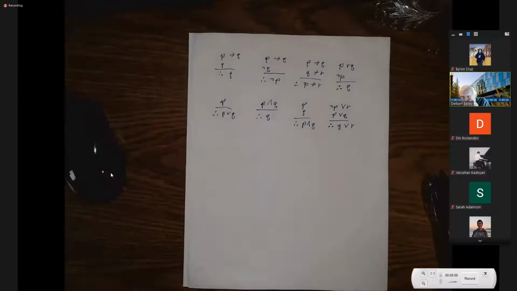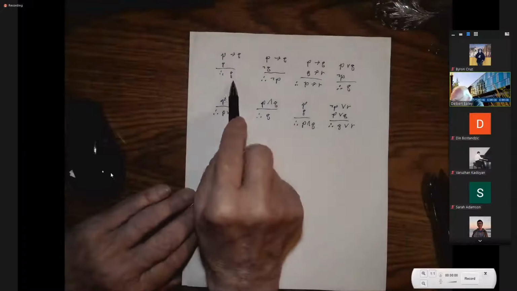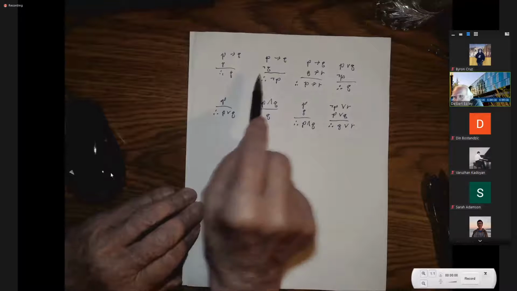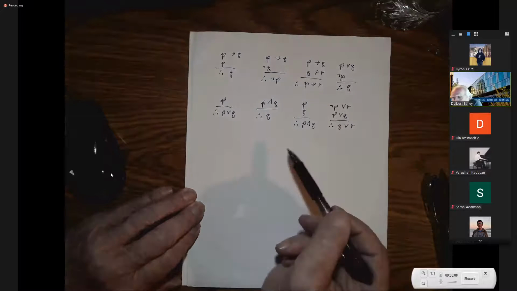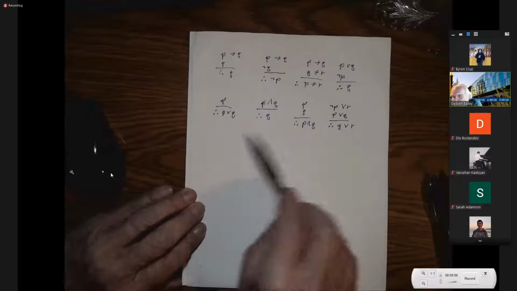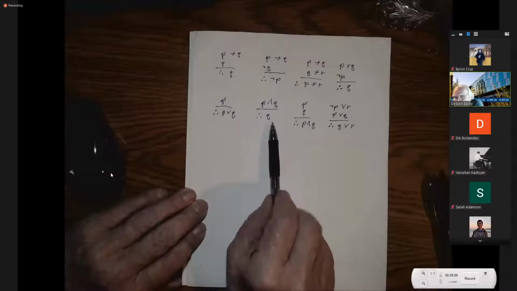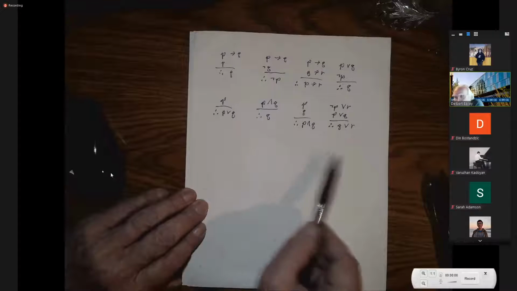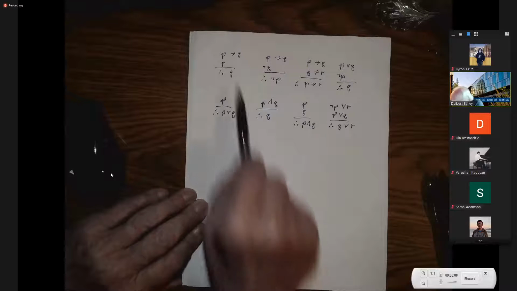Here's a bunch of valid arguments. We just verified this first one is valid. All of these things have some names, which I don't think it's worth learning. They're Latin, and they come from an ancient way of looking at these things. This is called modus ponens.